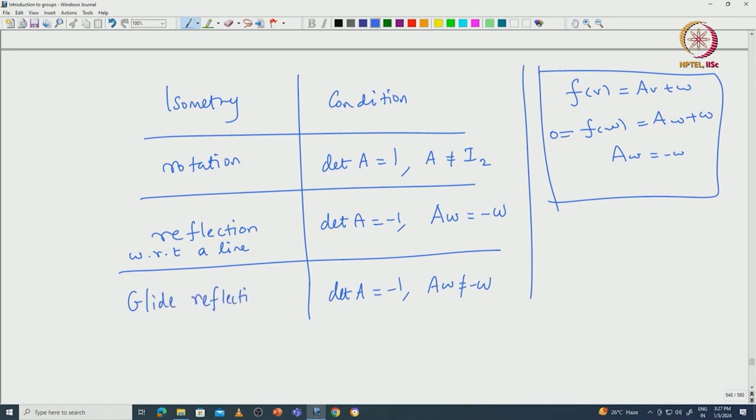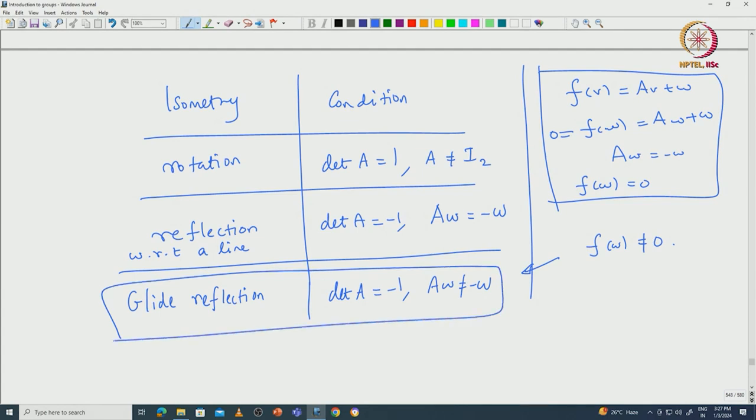So glide reflection is indeed a composition of a translation and reflection. Okay. So here we got that F of W is 0, but in this case we demand F of W is non-zero. So more or less you can take the definition of glide reflection to be this, no issue. But of course it is important to figure out what this means geometrically. I will leave it to you to actually figure it out. So these are all the only possibilities that we have.